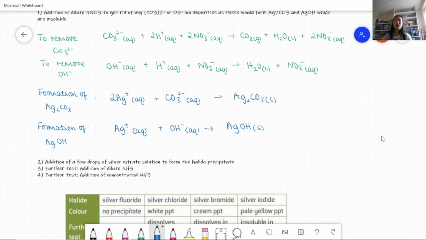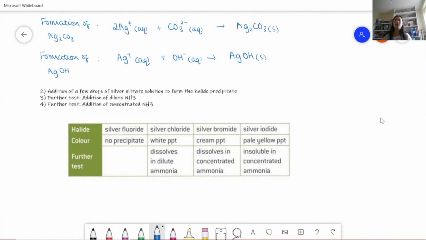The second step that we do in this test is we add a few drops of silver nitrate solution, and this should form the halide precipitate. In the table we can see that silver fluoride has no precipitate because it dissolves in water. Silver chloride will have a white precipitate, silver bromide will have a cream precipitate, and silver iodide will have a pale yellow precipitate. So you just need to remember that starting from the top to the bottom, chloride will have a white precipitate, and then that colour will become less white, is how I remember it. So it's white, and then it becomes cream, and then it becomes pale yellow.